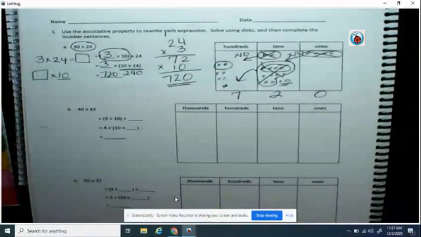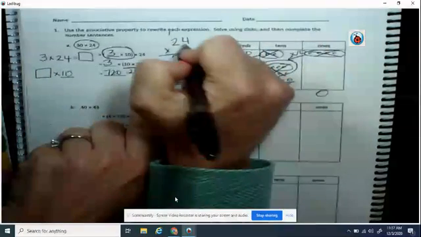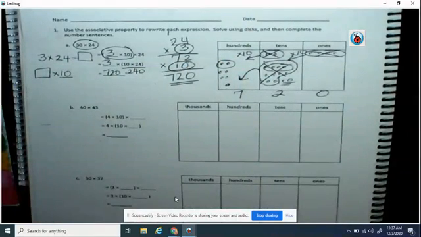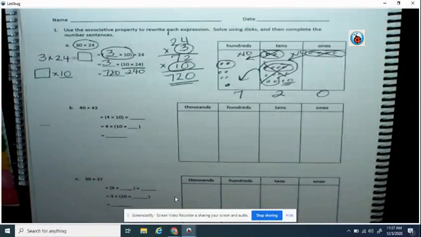Okay, same thing. The reason that strategy works is because we've broken apart that 3 and broken apart that 10 for the 30, and we're multiplying in 2 different steps. That's called the associative property. When we break something apart and then multiply it in 2 different parts, we're still going to get the same answer.